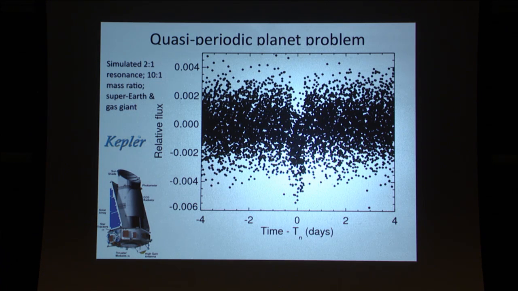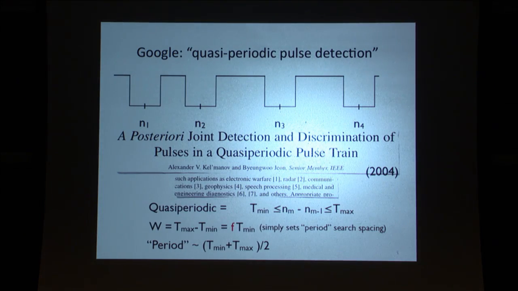I relied on the most powerful research tool to solve this problem, which is a Google search. So I did a search for quasi-periodic pulse detection, and out popped this abstract as the first search term. It probably still is if you type it into Google right now. A posteriori joint detection and discrimination of pulses in a quasi-periodic pulse train, which is exactly what we wanted to solve this problem. It was pretty amazing, actually.